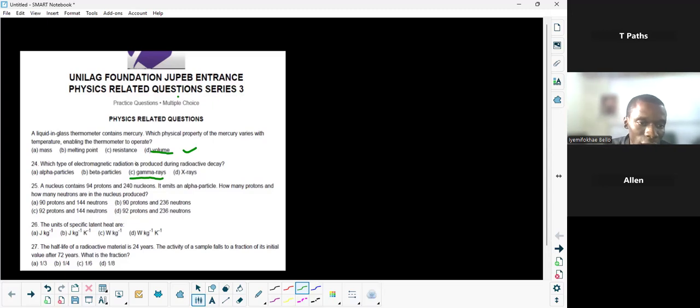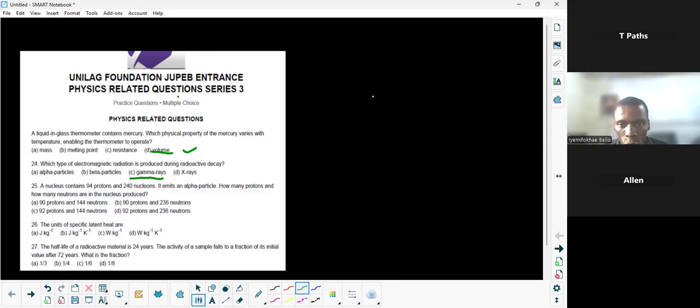Now the next question says 25. A nucleus contains 94 protons and 240 nucleons, not neutrons. Take note, it emits an alpha particle. How many protons and how many neutrons are in the nucleus produced? Any student that will answer this question must be careful. Nucleon is not the same thing as neutron.